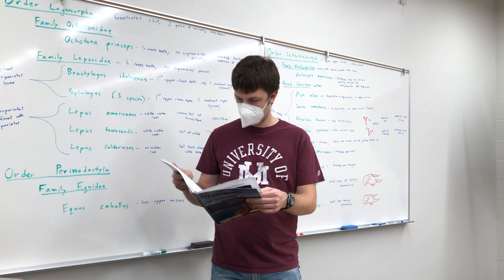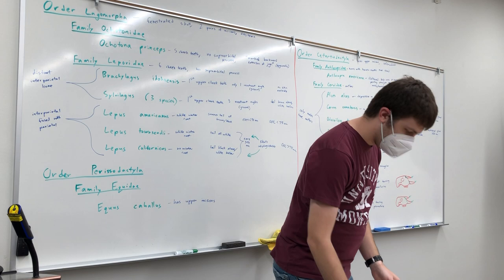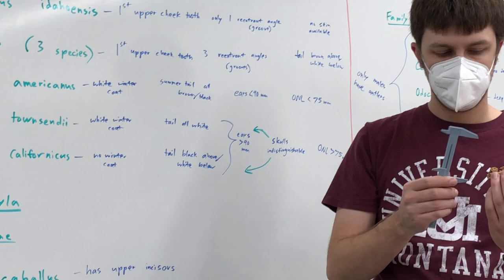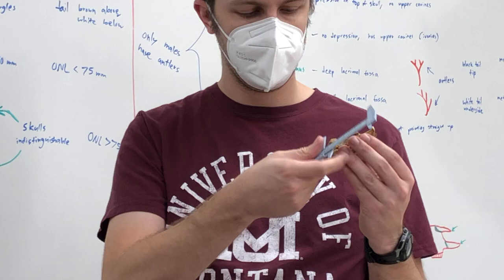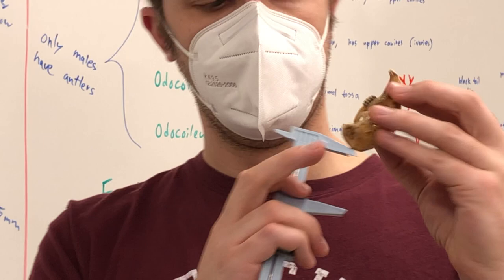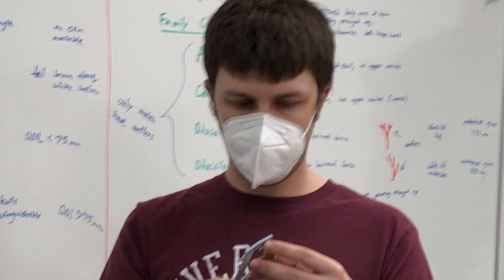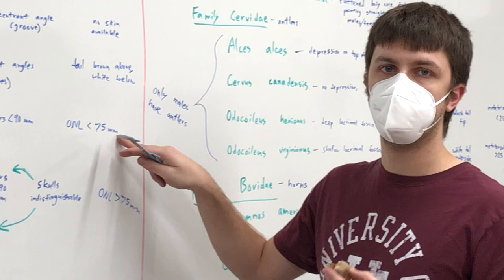So, let's see, occipital nasal length is from the front of the nasal bone to the occipital condyles. So for ONL, we go to the back of these condyles, here, back of there to the tip of the nasal bones. In this case, I'm getting about 70 millimeters, which is less than 75. It's a smaller skull. This is the Lepus americanus.